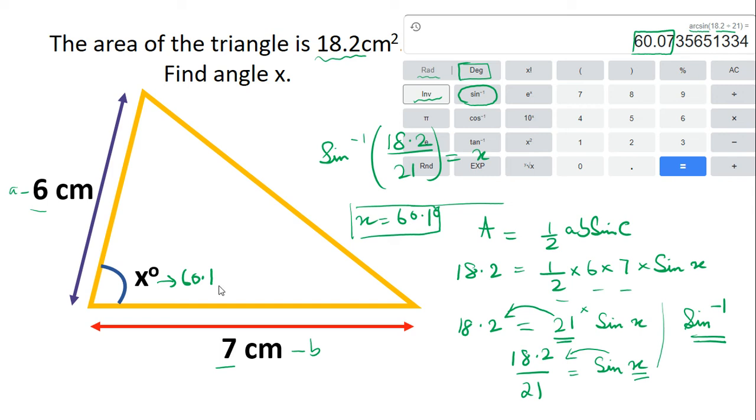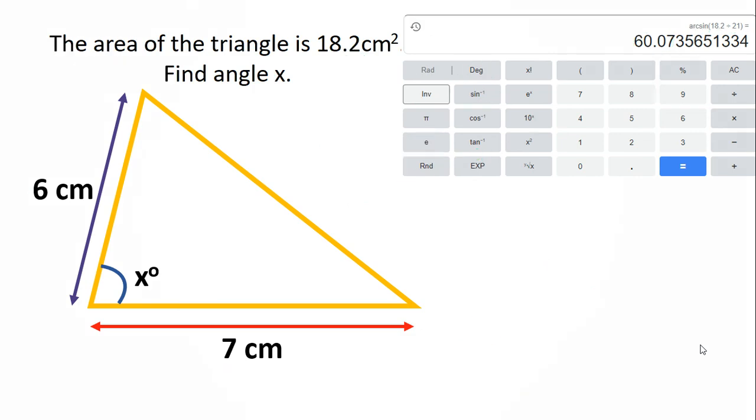So that's pretty much how you go ahead and solve for your x. When you have the area formula, half AB sine C, you put in all your values. The area is available to you, A and B are available to you, only the angle C is missing. You solve one part, you take it to the other side, it turns into division, and then when sine goes to the other side, it turns into sine minus 1 or sine inverse. Then when you do sine inverse, the answer becomes 60.1 degrees.